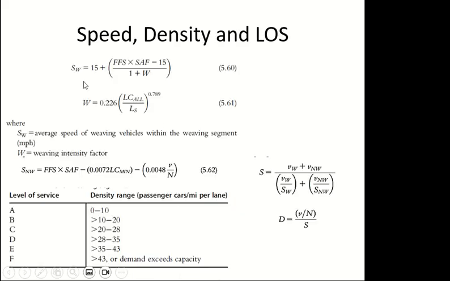This is the equation to calculate the speed of the weaving traffic. So you need the W value as well. W will be calculated from here. This equation will give you the speed for the non-weaving traffic. Then you can calculate the total average speed for weaving plus non-weaving. This will give you the total density. Once you have the total density, you can put it over here. Wherever we are using v, we mean total flow rate, and N means total number of lanes, including everything.